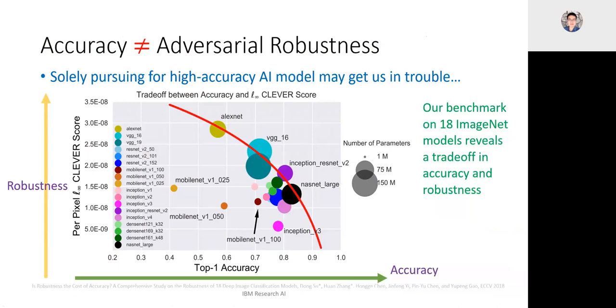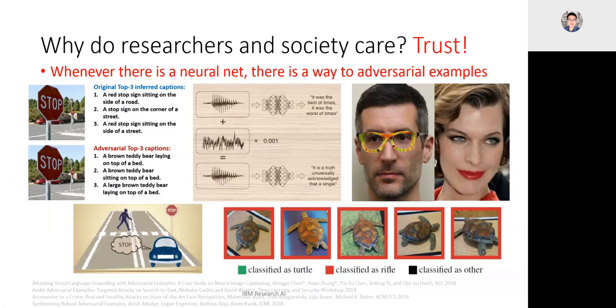This also indicates that in order to make an AI model trustworthy, accuracy is not the only metric. We should also care about robustness, because if you're solely pursuing a high accuracy model, it usually wouldn't come with robustness. So as I mentioned, why do researchers and society care about adversarial robustness? Overall, this is all about trust, because AI models and AI services are going to penetrate our daily lives in no time. But what's been discovered in this research is that whenever there is a neural network model, there's actually a way to generate these adversarial examples.